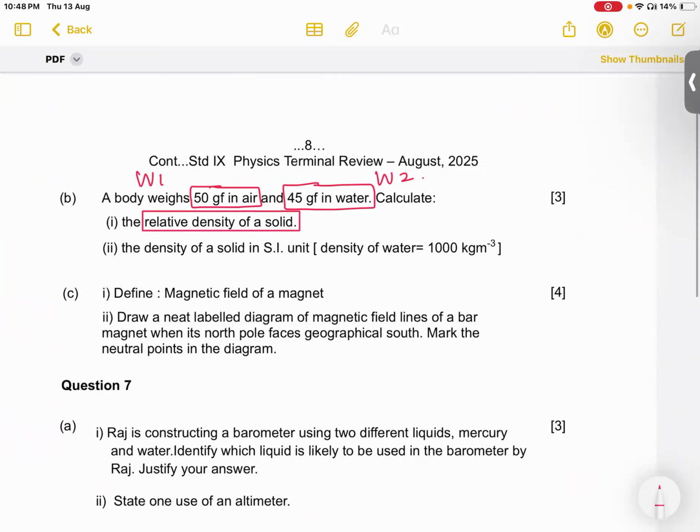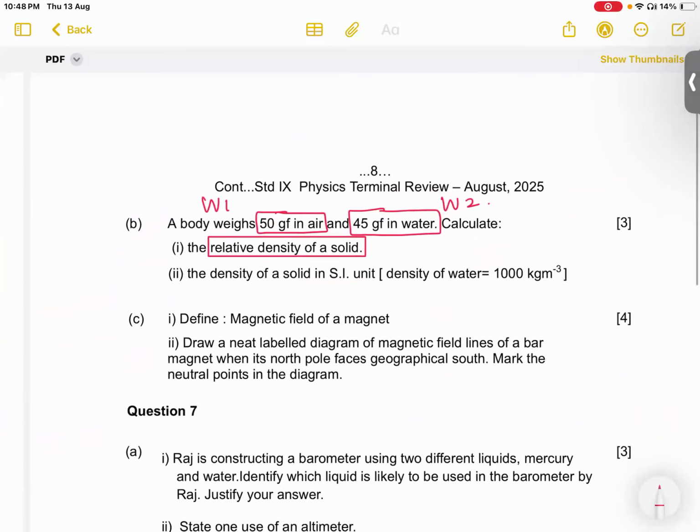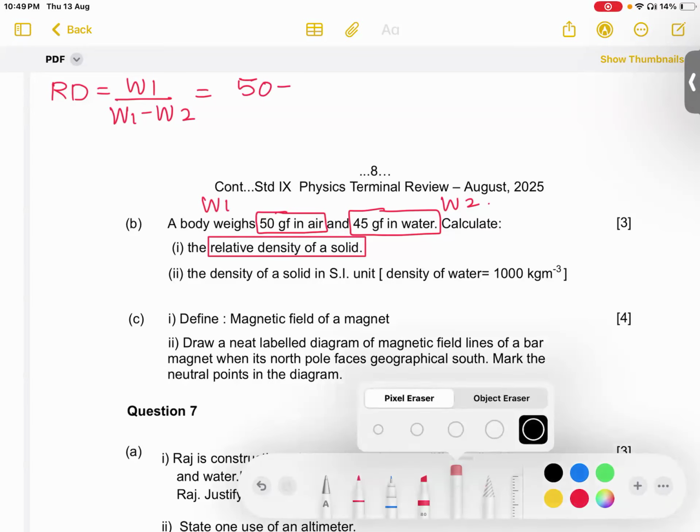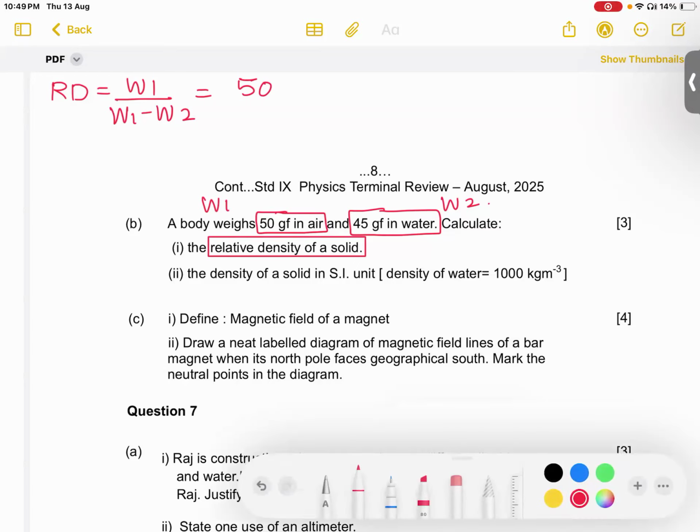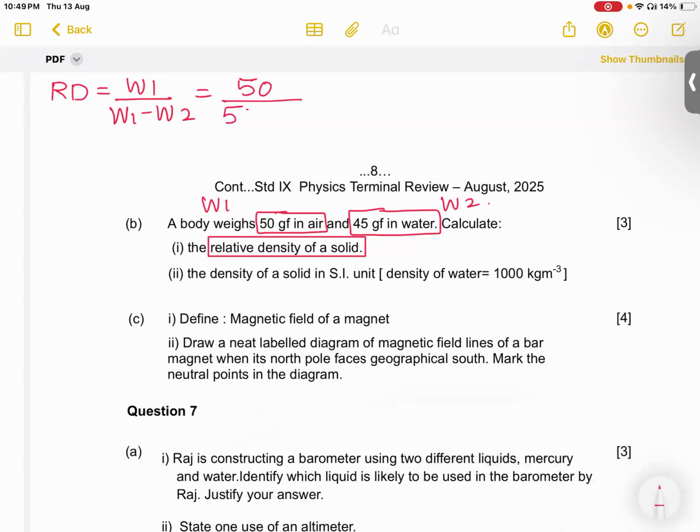If you remember, we have a formula for calculating RD. The formula is RD is equal to W1 upon W1 minus W2. W1 is 50, so the numerator is 50, divided by 50 minus 45, which is 50 upon 5, that is 10. So I'm getting the answer as 10.